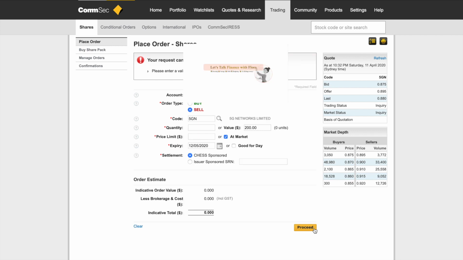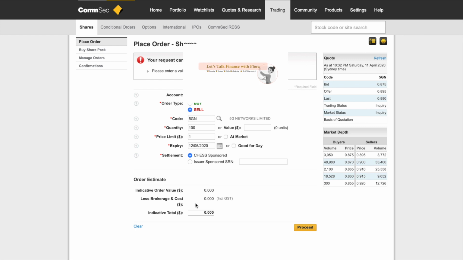Or you can say, okay, can you sell 100 of my 5G stocks, and then say I want to sell them for a certain price. If you look here, sellers are selling for 0.895. I'm going to sell it for $1 each, 100, and then you just proceed and submit your order. Your brokerage fee will always come up as $10 here. So literally that's how you put in an order.